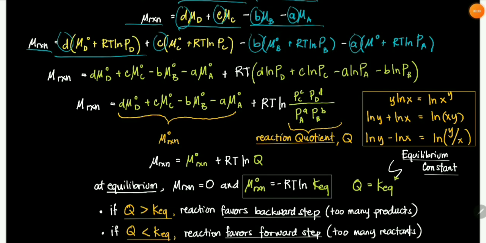Okay? So, after sorting out similar terms, we will get this equation. So, the mu of the reaction is equal to d times the standard mu of D plus c times the standard mu of C minus b times standard mu of B minus a times the standard mu of A plus RT times d Ln pressure of D plus c Ln pressure of C minus a times the Ln of pressure of A minus b times Ln pressure of B.